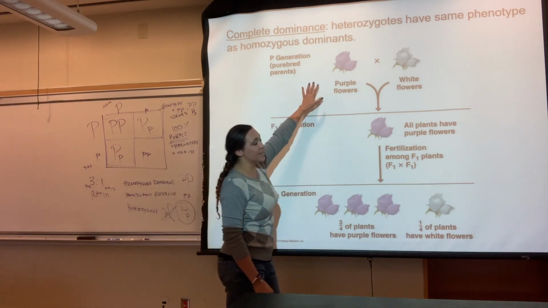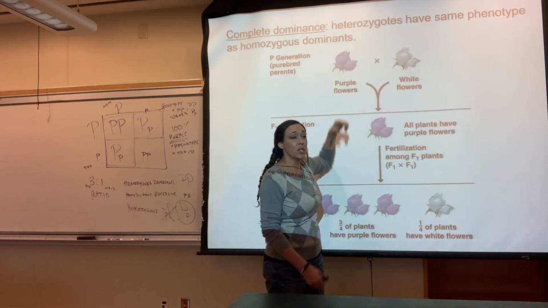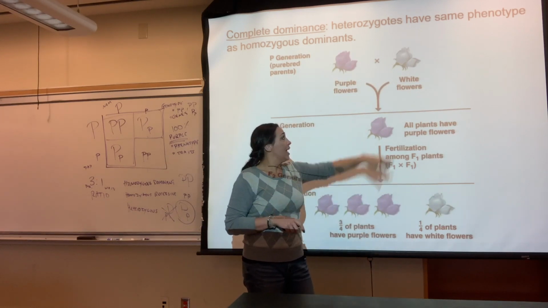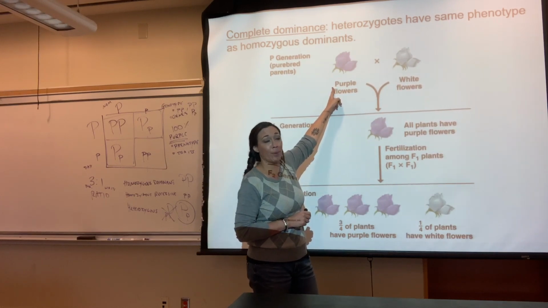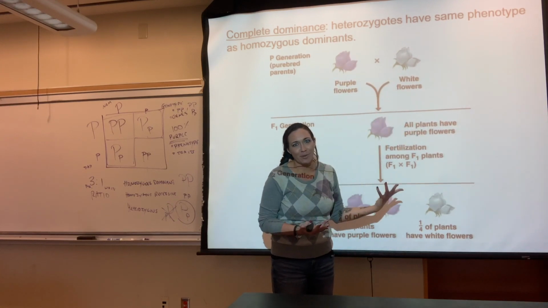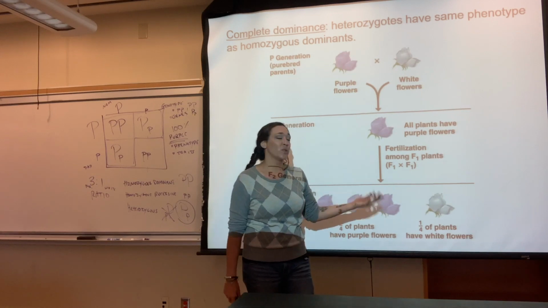Okay, so we're back to our purple flowers. We have our purple flower mixed with our white flower. Anytime we say they're purebred, it means they're homozygous. If you're purebred dominant, you're homozygous dominant, capital letter, capital letter. If you're purebred recessive, the only time a recessive trait is going to show up is if you have two copies of it, so you would have to be homozygous recessive.